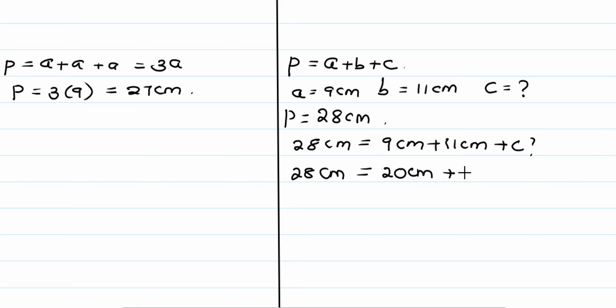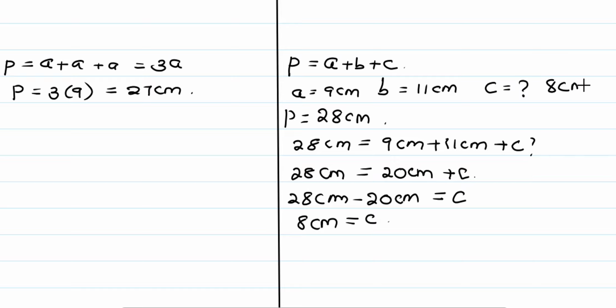centimeters plus C. So to get C, we need to take this 20 to the other side. So it becomes 28 centimeters minus 20 centimeters, which is equal to C. I have written the C on this side. So it becomes 28 minus 20 is 8 centimeters. Is equal to C. So our C here is 8 centimeters.